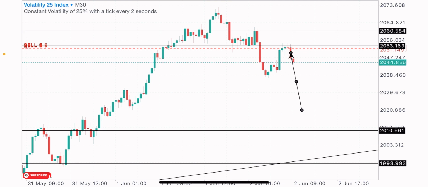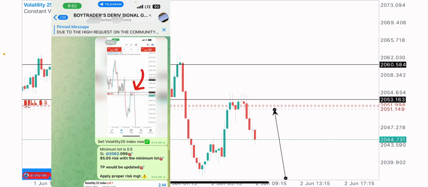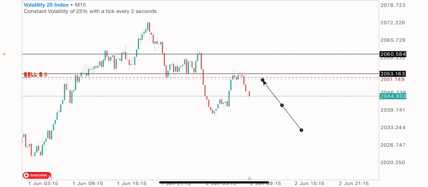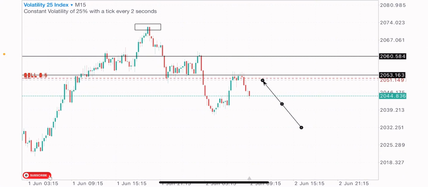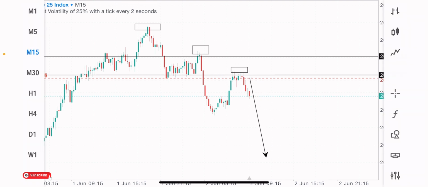I shared the sell signal at this point. I asked my VIP members to sell VIX 25 index, and we can see we are moving in good profit, massive profit on this index. And we also got a bearish formation, which is this lower high formation, a high here on the 15-minute time frame chart, another high. So it's expected the market creates another high here, a new lower high, to complete this sell wave, to complete this bearish structure.